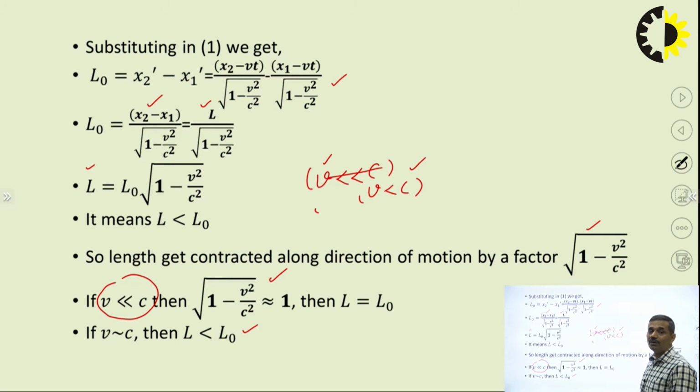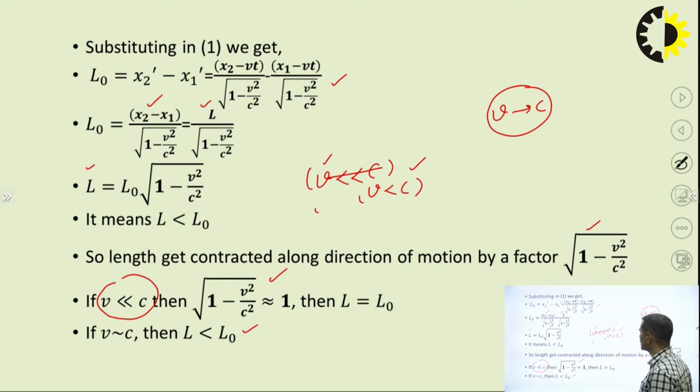So I will conclude here about the length contraction. Length will only be contracted if object and observer are in different frames, and the velocity of the moving frame of reference tends to the velocity of light. There are two quantities here, L and L naught. L is the observed length, and L naught is the actual length.